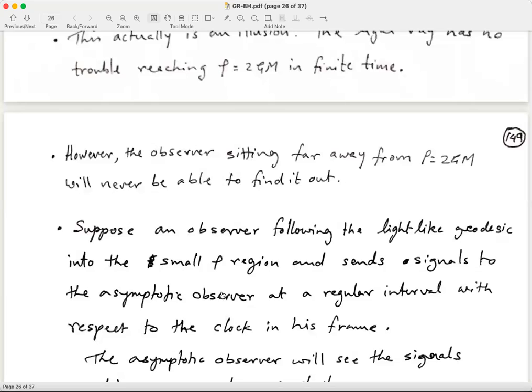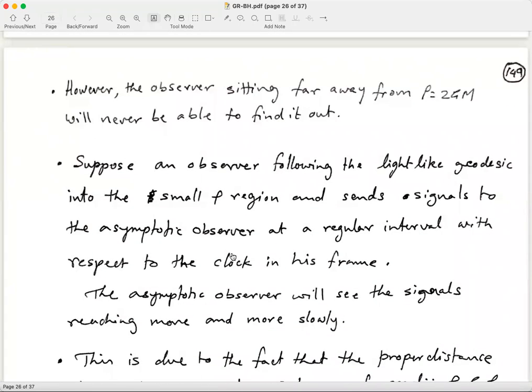So the infalling observer would be thinking that the message is being sent to the asymptotic observer at regular intervals, but from the asymptotic observer's point of view, the metric is not just flat, but has 1 minus 2 gm by rho sitting in front of dt squared. Therefore the asymptotic observer will see the signals reaching progressively slower as the infalling observer goes closer and closer towards the point mass at rho equals 0.